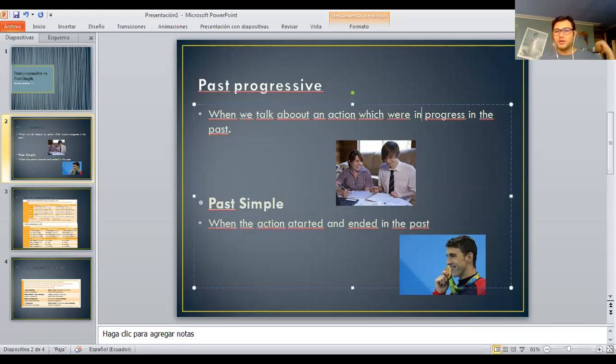They were not fast actions. For example, I turned on the radio. Turning on the radio is fast, it is quick, so this action you have to express in past simple. That's the other thing. When the action started and ended in the past.